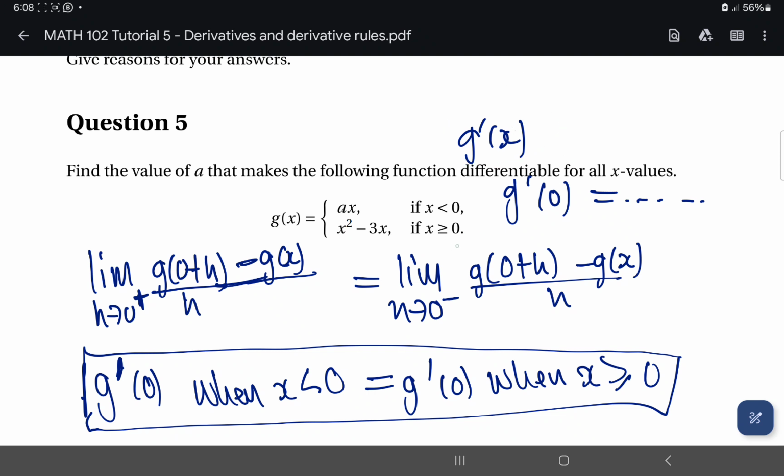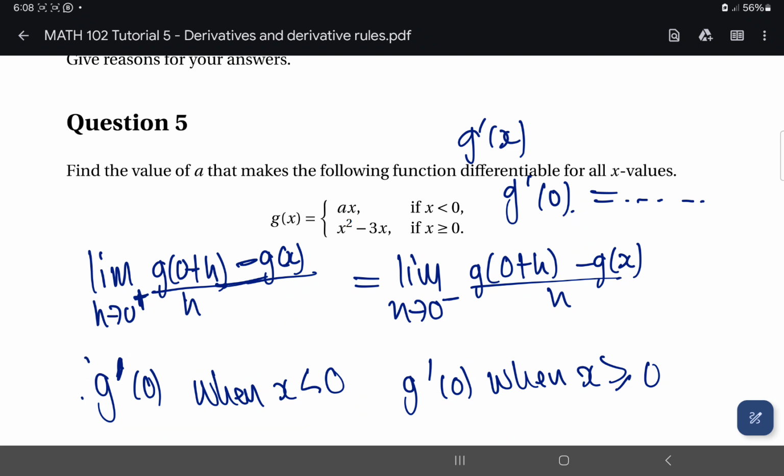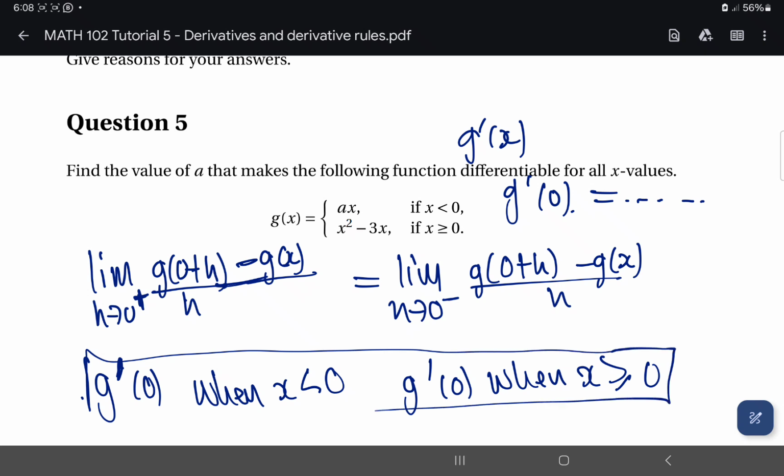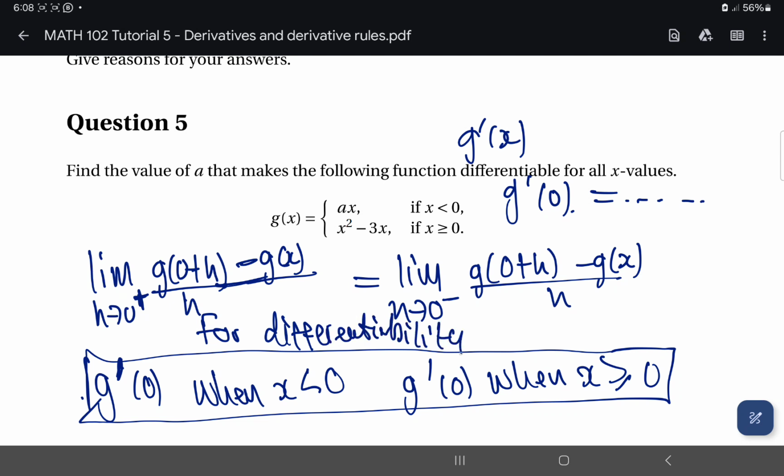After you have g prime of x, you put this point, which is 0, into it, and you get g prime of 0. Once you have them, you write this condition to say for differentiability at x equal to 0, g prime of 0 when x is less than 0 should be equal to g prime of 0 when x is greater than or equal to 0. Now you put in the answers you have gotten and you test. If it's true, then it's fine. That is what you do for this one.